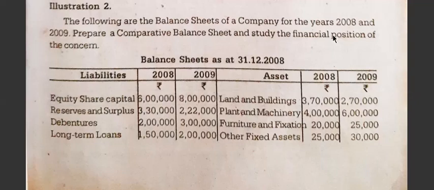Hello students, another problem under comparative balance sheet. The balance sheet of a company for 2 years is given below. You have to compare the values of the 2 years and find out the increase or decrease in terms of amount and percentage, and then interpret the values. These are the information given in the problem.